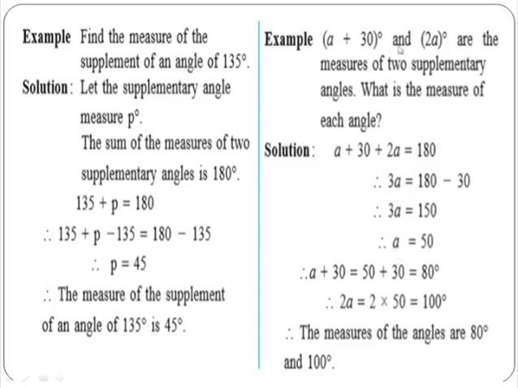Now to get these two angles, we will put the value of a as 50 in both the expressions. In the first expression, a plus 30, that is 50 plus 30, is 80 degrees, which will be the first angle, and the second one is 2a, that is 2 multiplied by 50 is 100 degrees. Measures of the angles are 80 degrees and 100 degrees.